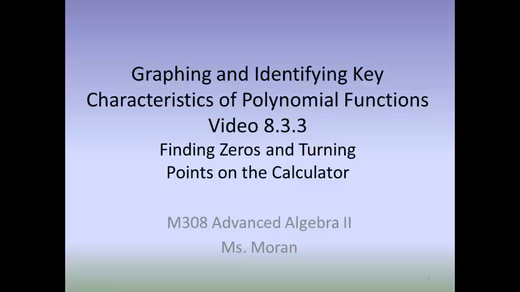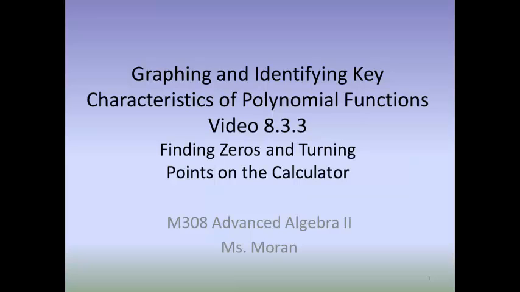Hey everybody, we're at video 3 for standard 3. I'm still working on graphing and trying to find some key characteristics. And we've talked a lot about finding intercepts and discussing where it crosses the x-axis. But what if those places aren't integers and they're not really the nicest of numbers?